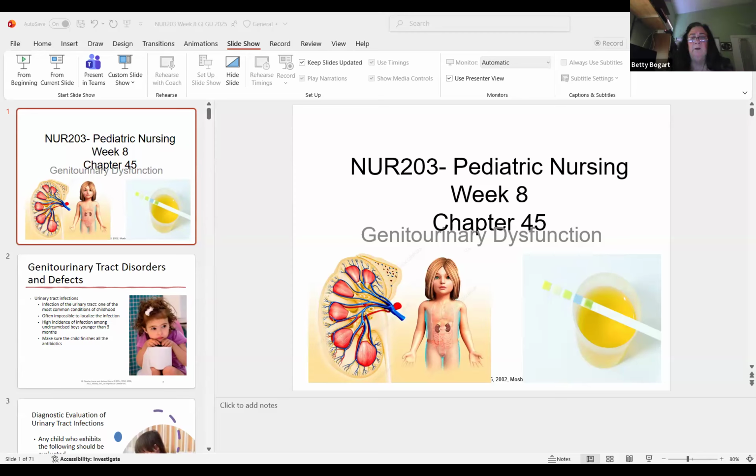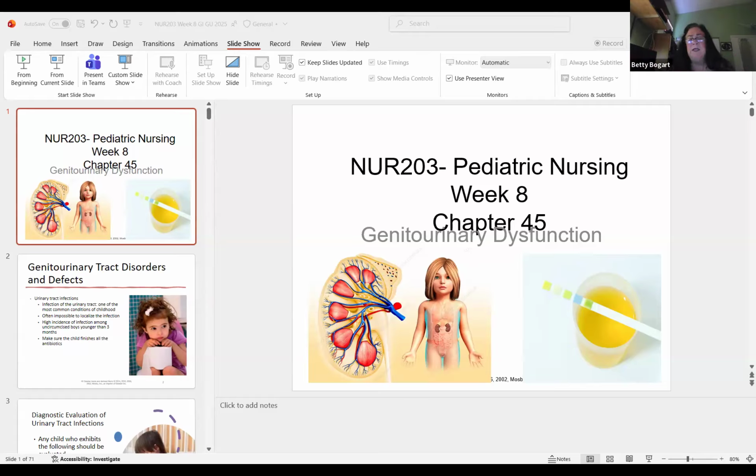So, how do we evaluate it? Well, we need to get a urine specimen. On infants, the only way you're going to do a urine specimen is a catheterization, a straight cath, because we don't want any contaminants and we want to treat that bacteria the first time because they don't have an immune system, right?